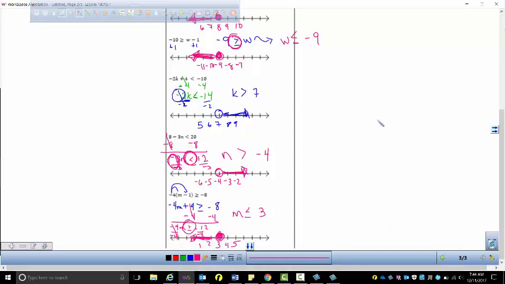So when you have to change, you have to switch or change the symbol. You have to change these when you divide or multiply with a negative.